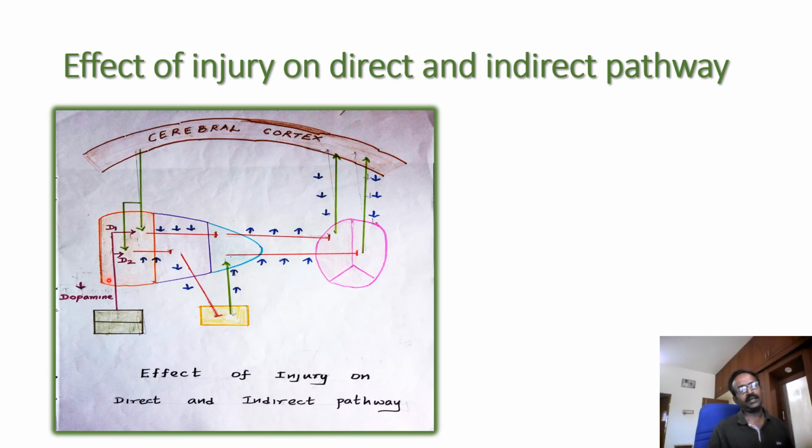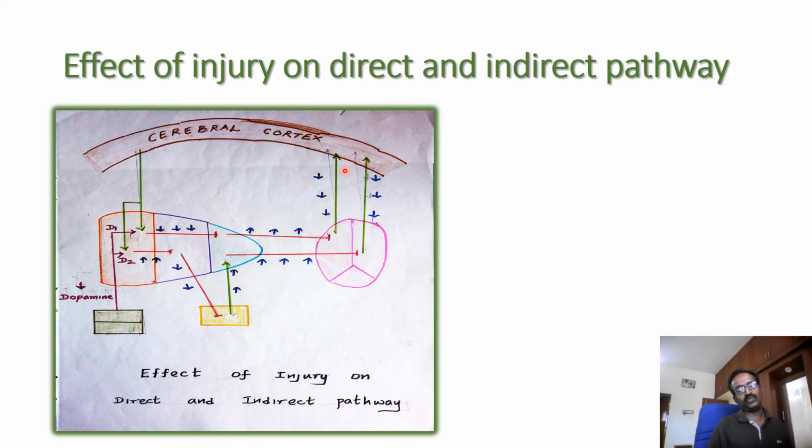The same occurs in the indirect pathway also. Normally dopamine inhibits the indirect pathway. Here it will stimulate the indirect pathway. Finally, it also decreases the movements, decreasing the release of glutamate from the thalamus to the cerebral cortex. So the hypokinetic movement occurs in Parkinsonism due to the decreased release of glutamate from the thalamus to the cortex.